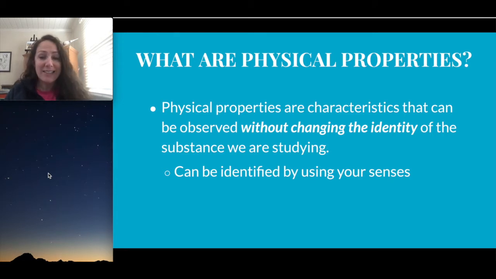So the reason I say that and I put that in bold and italics is because chemical properties are characteristics that do change the identity of a substance. So we are specifically talking about the things that you can observe with your senses that don't change an object. For instance, if I heat up a piece of metal, it's still going to be a piece of metal even when it's hot. If I boil water, it's still going to be water even though I've boiled it.